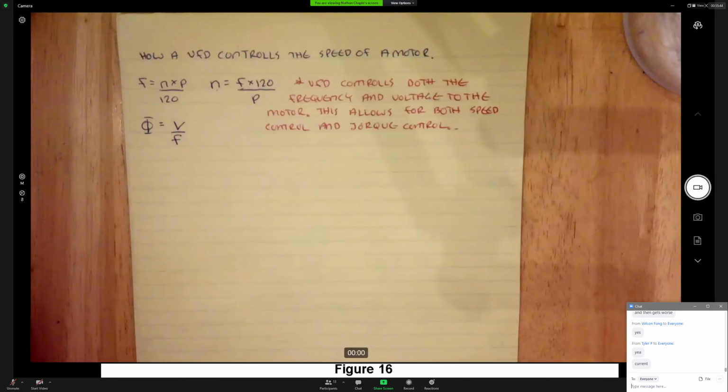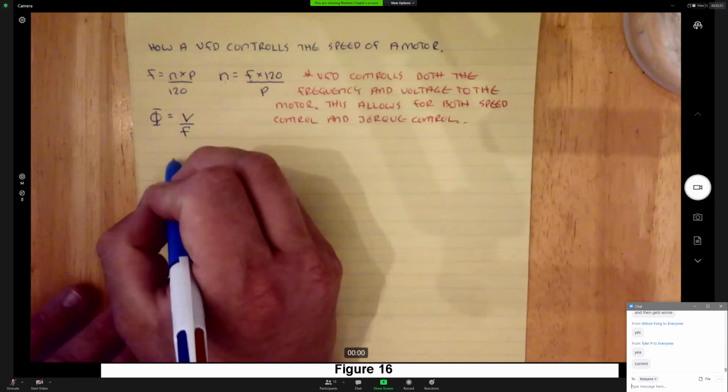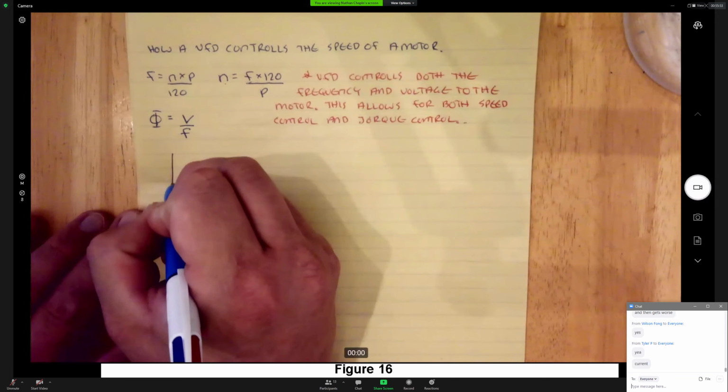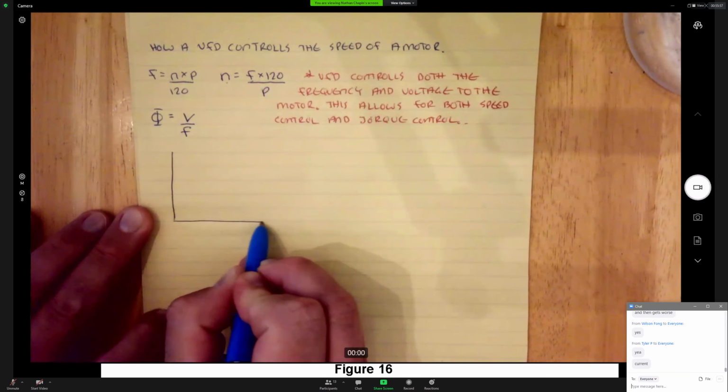Back to the paper a second time. All right. So we'll take a look at this, and then we will take a look at the actual main components of a VFD.